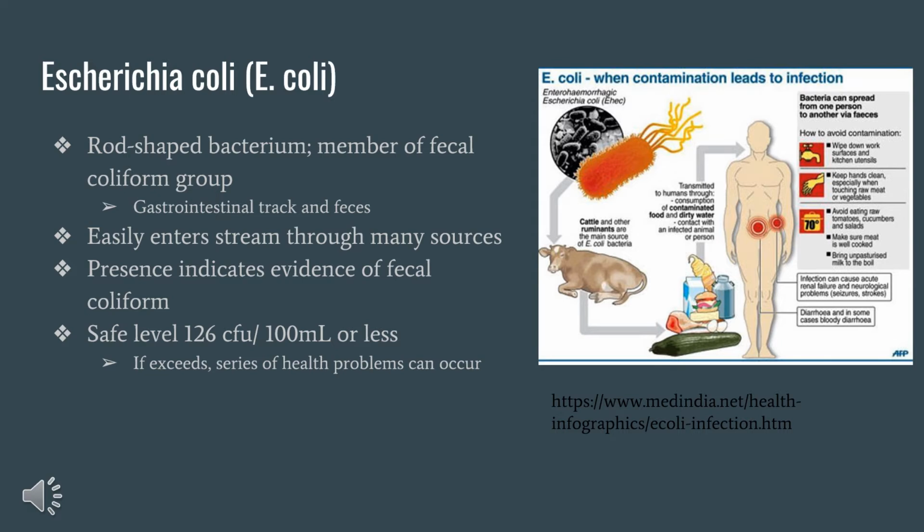The EPA recommends that a safe level of E. coli should remain at or less than the rate of 126 colony-forming units per 100 milliliters of sample. If the bacteria exceeds that level of safety recommendation, those with direct contact can face a series of potential health problems, such as urinary tract infections, respiratory illnesses, pneumonia, etc.